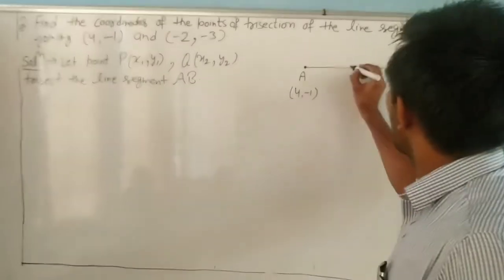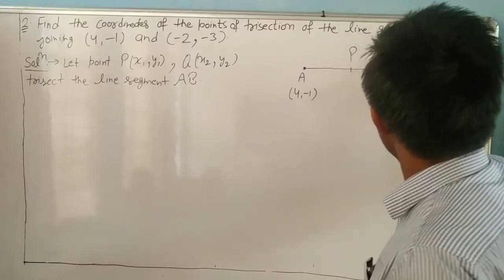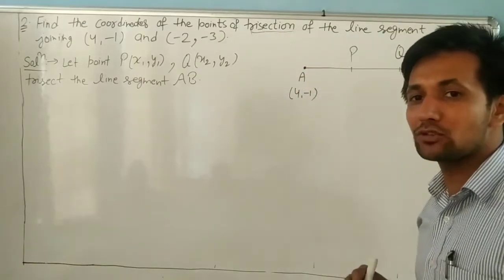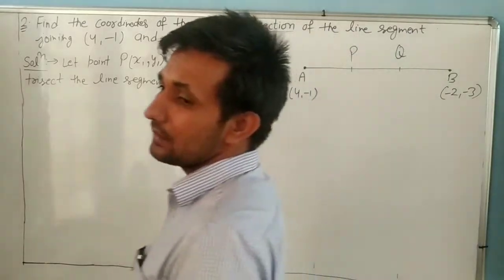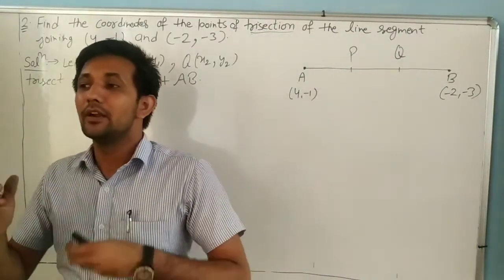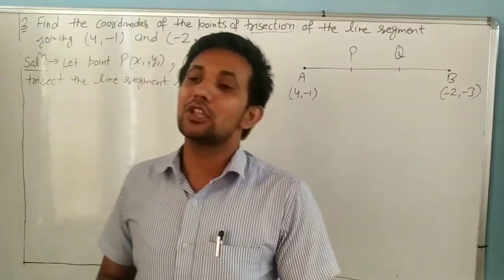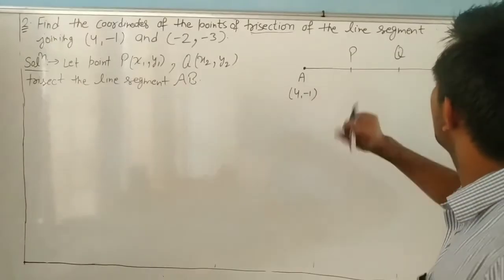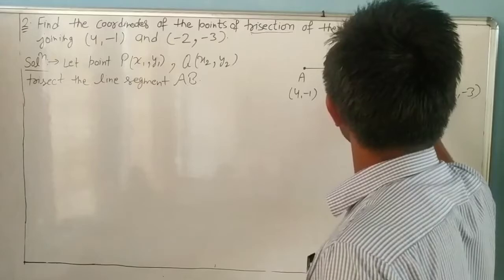So it means one point is there and one point is like this, P and Q, first section, second and third in trisection, 3 parts. And everyone knows trisection means dividing in 3 equal parts and bisect means dividing in 2 equal parts. So what is the ratio of AP to PQ?